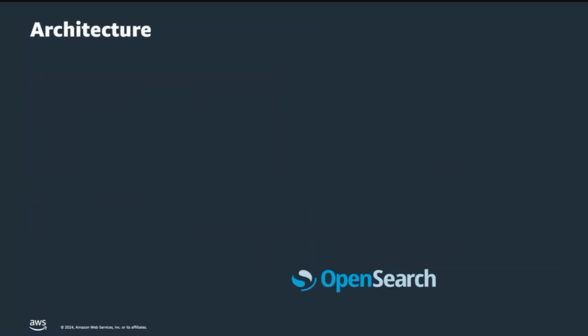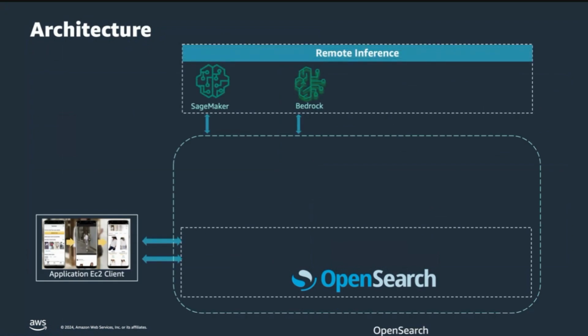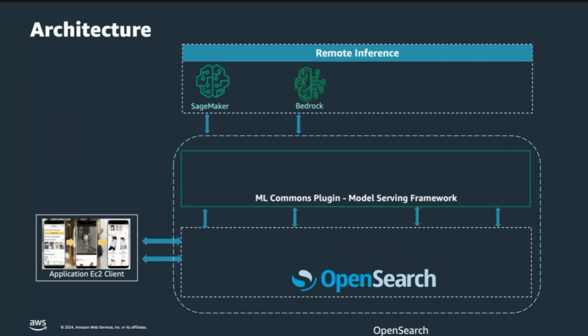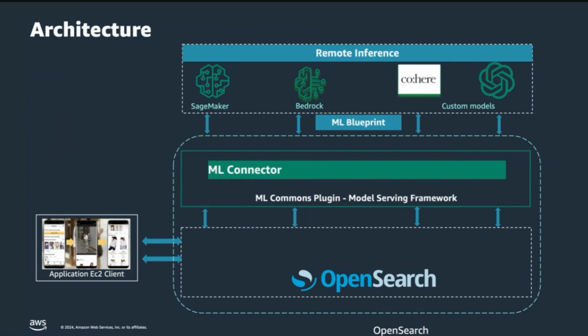The solution that we'll be presenting is a Streamlit web application that is hosted on an EC2, and it connects with OpenSearch as a backend to retrieve the data or embeddings from OpenSearch. Then our machine learning embedding models are hosted on SageMaker and Bedrock, and we'll use the ML connector capabilities in OpenSearch to connect to these models that are hosted outside of OpenSearch.